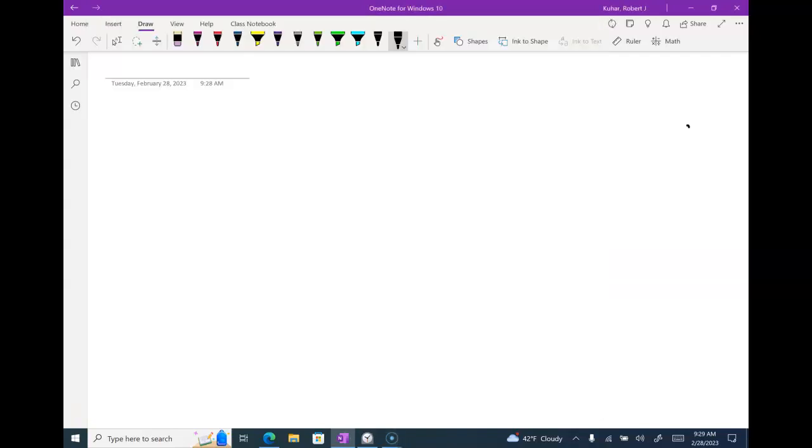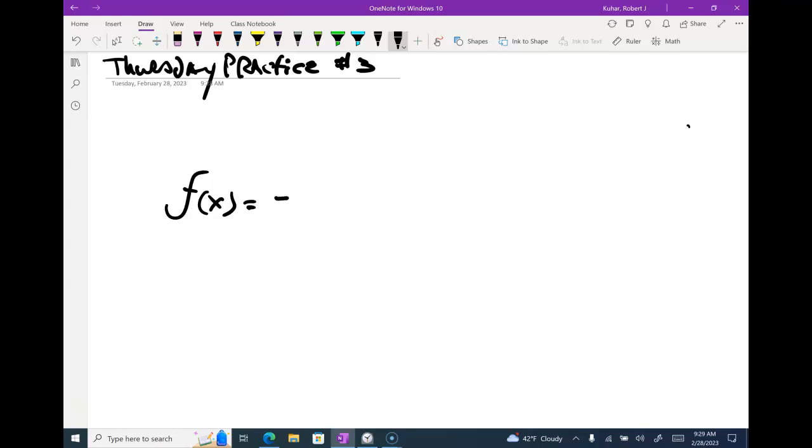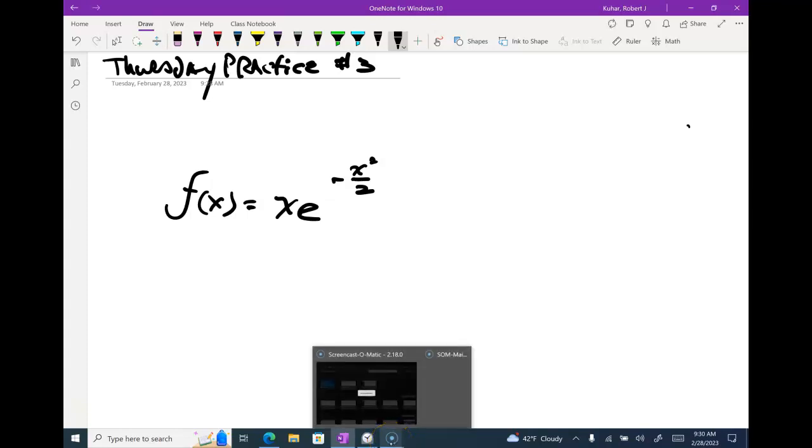So this is from Thursday's in-class practice problems. Number 3. I've got the function f of x equals x e to the minus x squared over 2, and I want a second derivative. It's important that you look at this graph. I'll do it on my calculator.